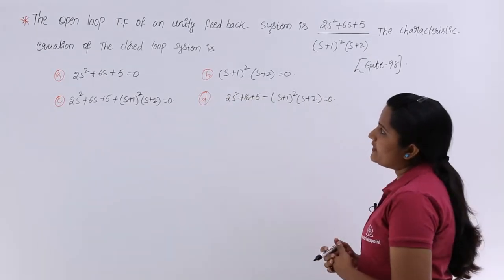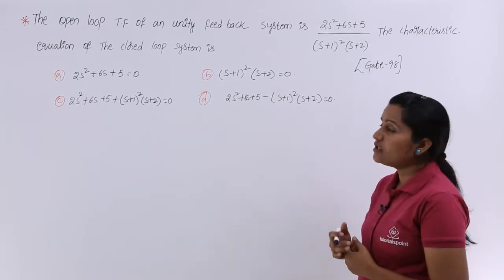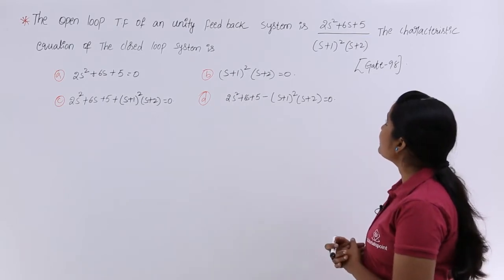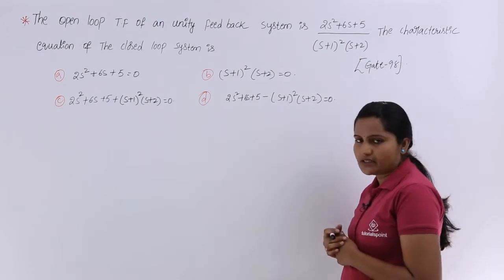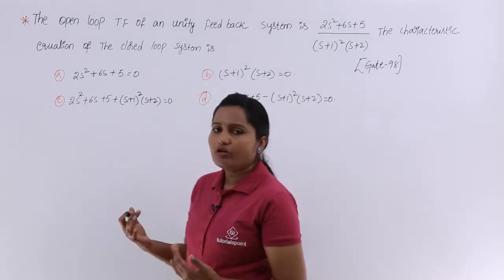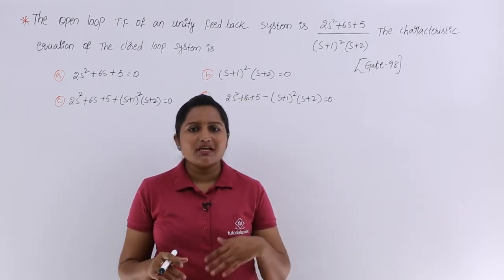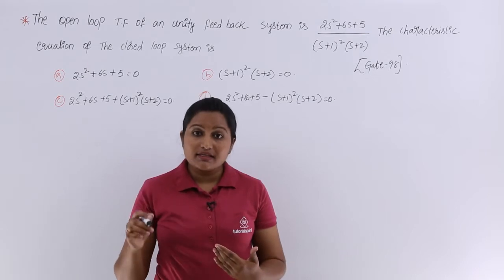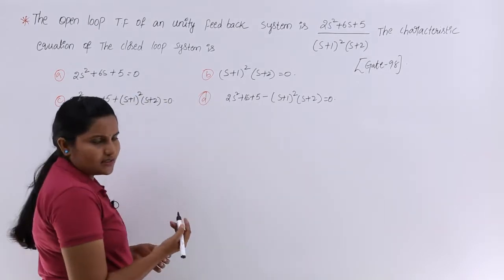The open loop transfer function of a unity feedback system is (2s square plus 6s plus 5) divided by (s plus 1) whole square into (s plus 2). The characteristic equation of the closed loop system is what we need to find out. They gave the open loop gain and said that it is a unity feedback system. First I want to draw that system.